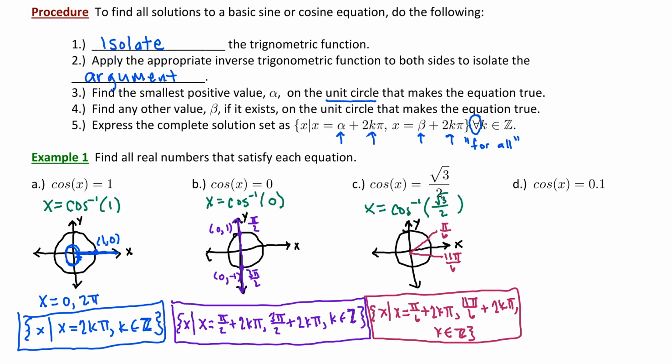Let's try one more cosine equation with a bit of a twist. Example D is cosine of x equals 0.1. Notice we're dealing with a value that is not a common unit circle coordinate. So we're going to have to really think about this one. The procedure is going to be the same. We're going to isolate the argument by applying inverse cosine to both sides.